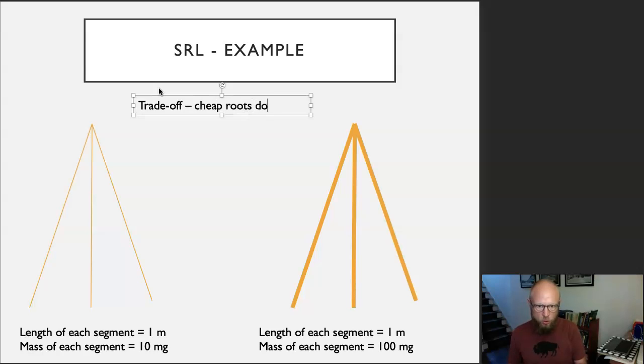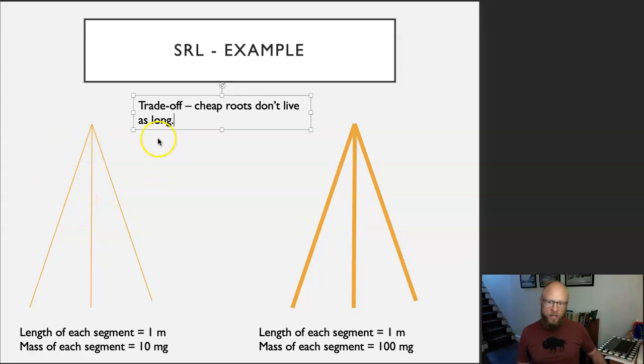Cheap roots don't live as long. So a plant that builds these roots, they're not going to last very long in the soil. Some roots only last hours long, and then they're gone. Some roots can last the entire lifetime of a plant. But if you build lots of these, they're not going to last long, and you're constantly going to have to be replenishing your root system. So that's the trade-off. They uptake nutrients really fast, but they don't last very long.